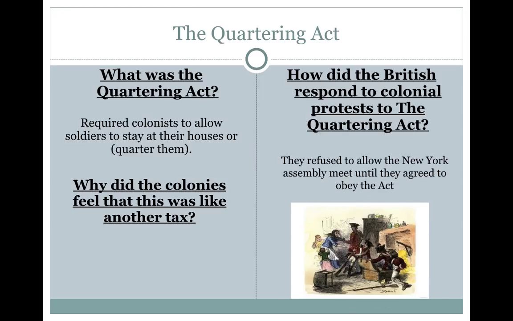How did the British respond to the colonial protests to the Quartering Act? Well, they refused to allow the New York Assembly to meet until they agreed to obey the act, okay? So now we got to understand, what's the New York Assembly? This is kind of like New York's government, okay? Assembly is just a group of people. It's not official, but it was official to the colonists, okay? So this is kind of like New York's government. So all of a sudden, Great Britain comes in and says, no, you guys can't meet anymore, sorry, unless you follow the Quartering Act.